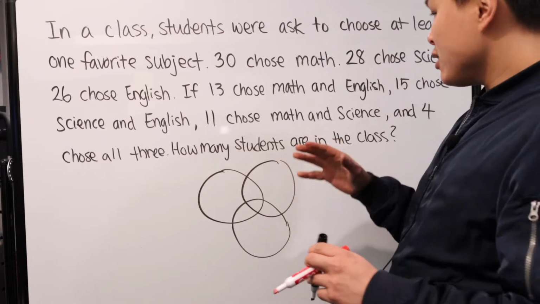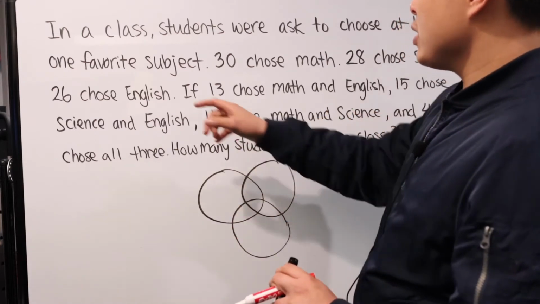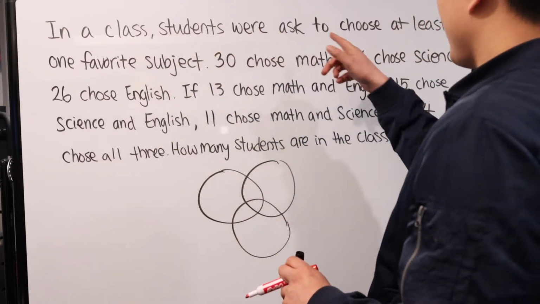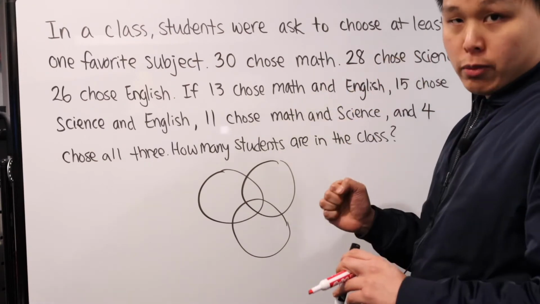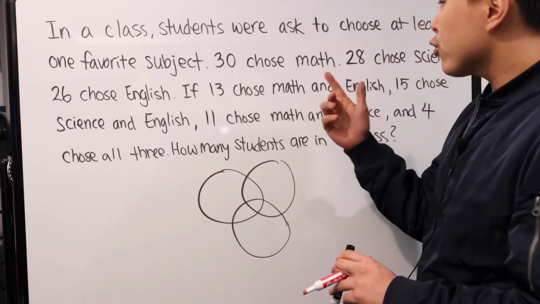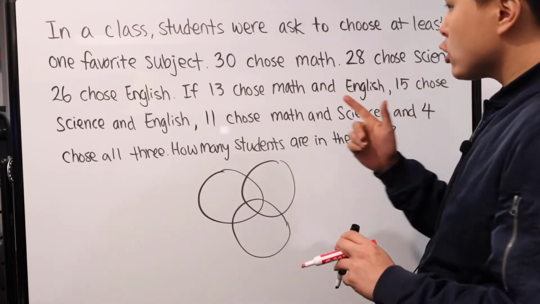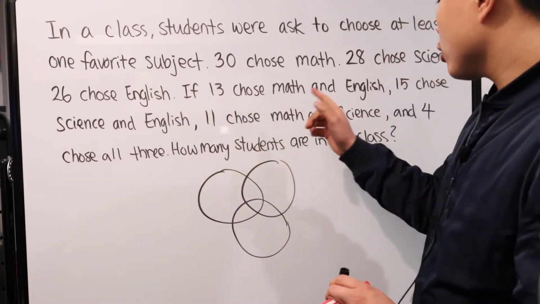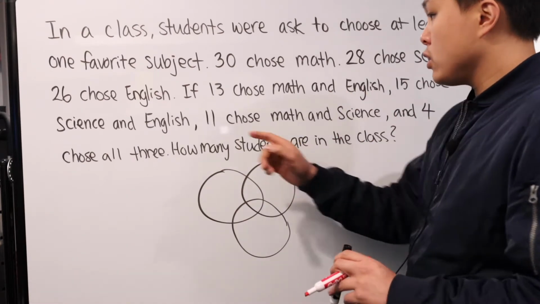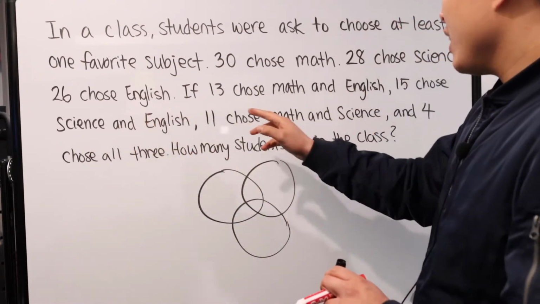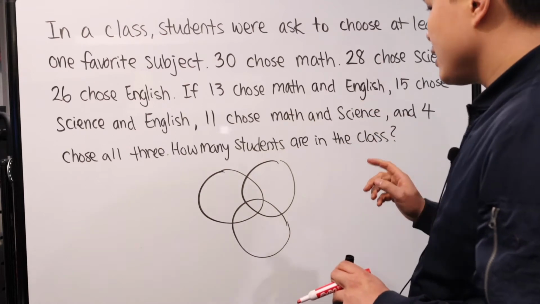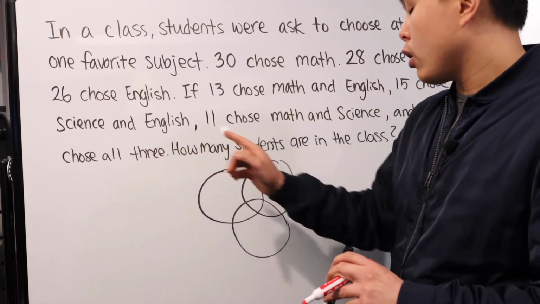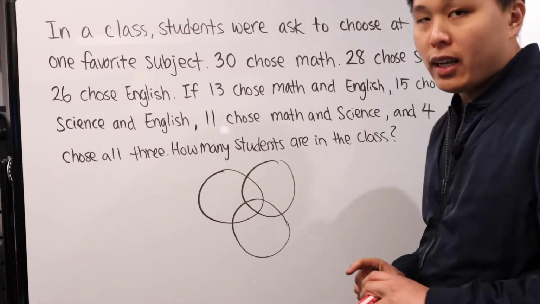So this is a pretty long problem, but I think we can do this. In a class, students were asked to choose at least one favorite subject. So they have to pick at least one. 30 chose math, 28 chose science, and 26 chose English. If 13 chose math and English, 15 chose science and English, 11 chose math and science, and 4 of them chose all 3, how many students are in the class?